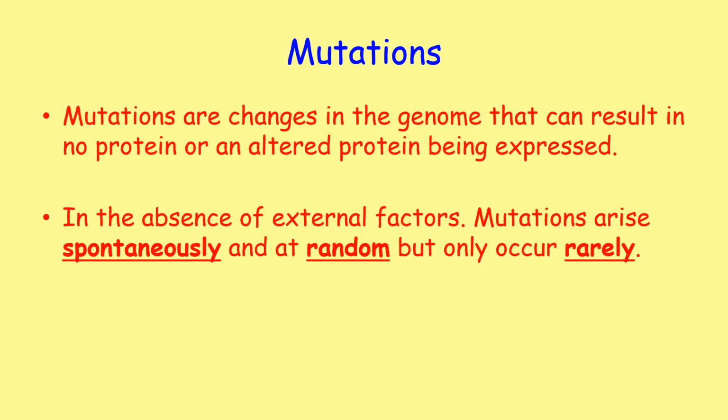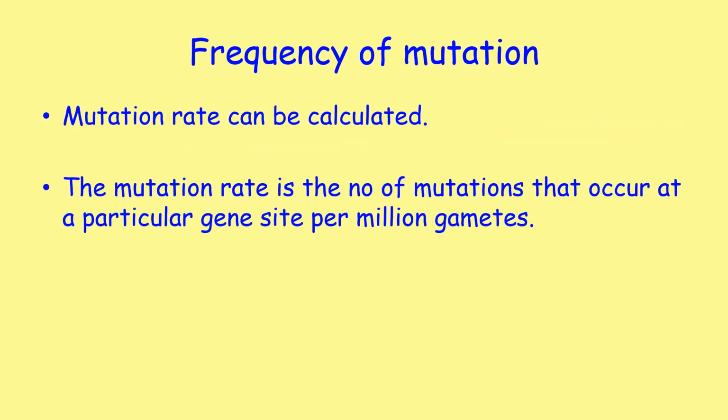And 3 words that we use to describe mutations is that they are spontaneous, that they are random, and they are rare. So they can happen at any time to any organism within the population, but they occur very, very rarely. And on our first exercise, we're going to take a look at just how rare mutations are. So mutation rate can actually be calculated. Generally, when we're calculating mutation rate, we look at the number of mutations that occur on a particular gene site per million gametes. And again, just to recap, a gamete is a sex cell.